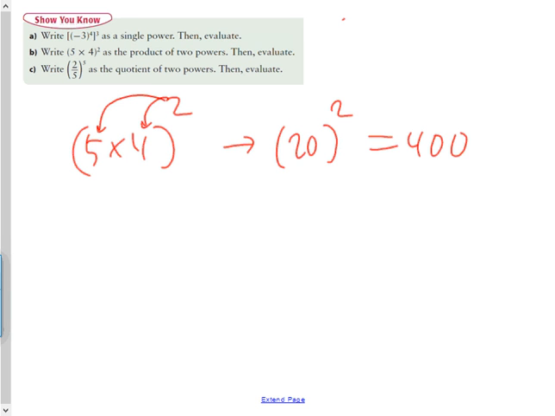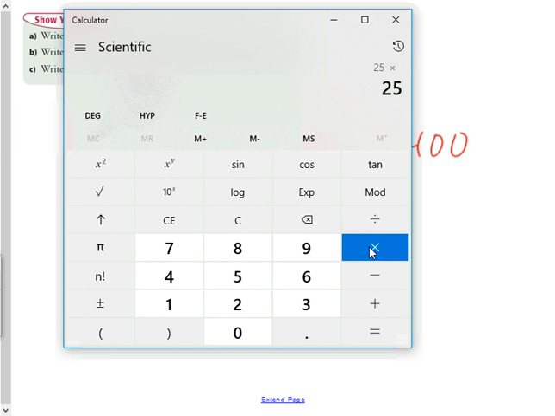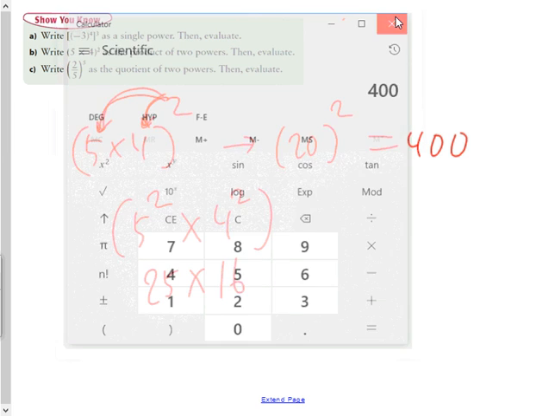But if we use this idea, it's almost like an exponent distributive property. Each of the parts inside the bracket must be squared, right? So I can think of it as being 5 squared multiplied by 4 squared instead. Each of those numbers inside the brackets gets an exponent of 2. When I simplify this, I get 25 times 16. And if I bring up my calculator and ask what is 25 times 16, it is 400. It's the same answer.